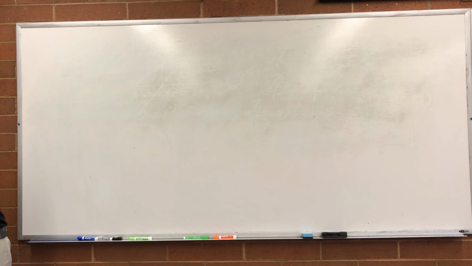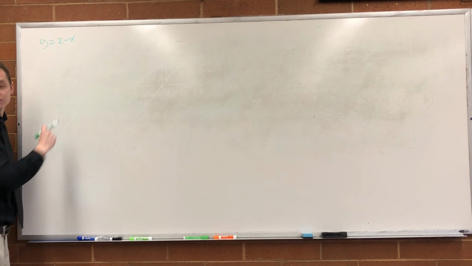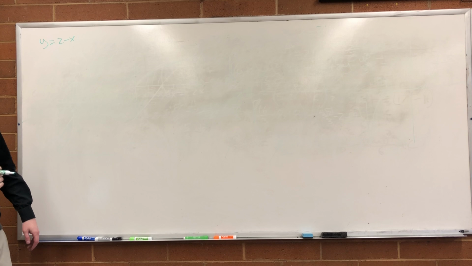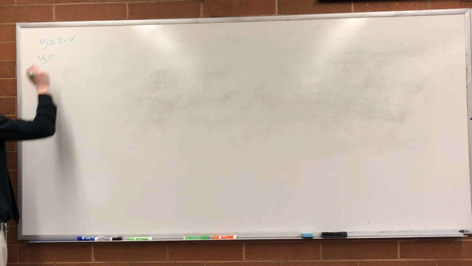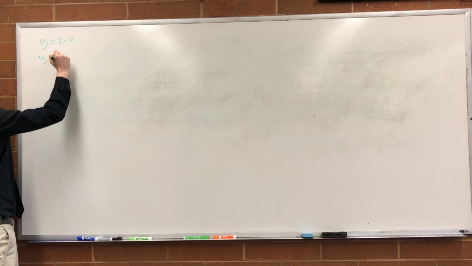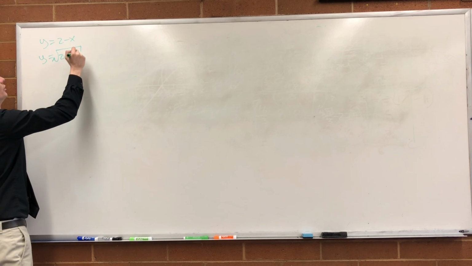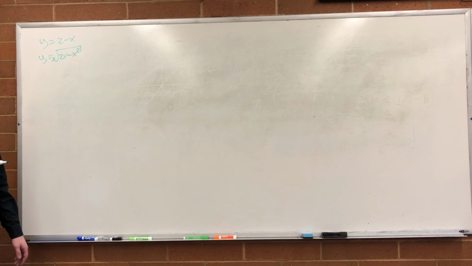Okay, so we did that. Last example, and then we'll be done. I told you this was nothing new, just a bunch of new types of problems. We're finding the area of the region bounded by the line y equals 2 minus x, and y equals the square root of 2x minus x squared.